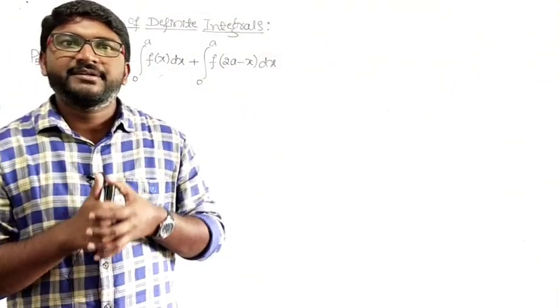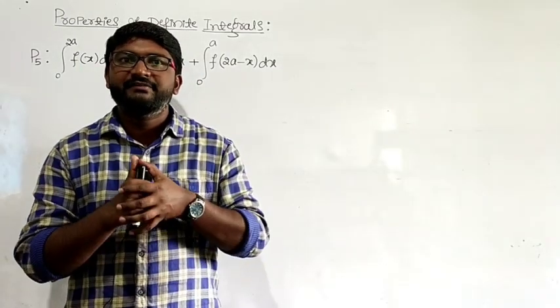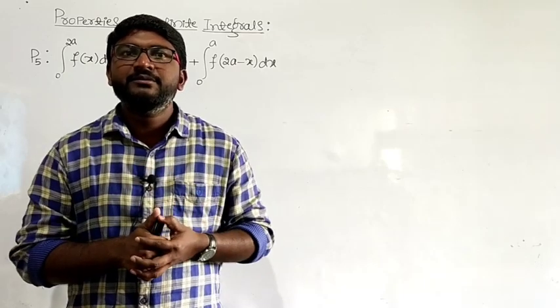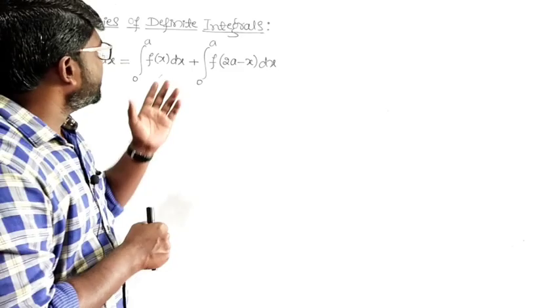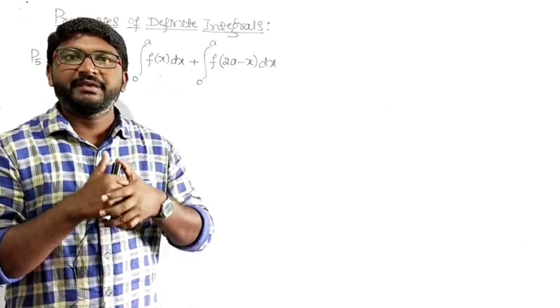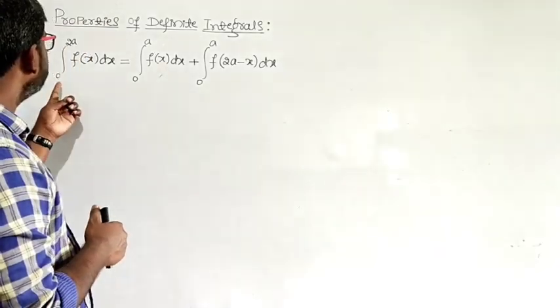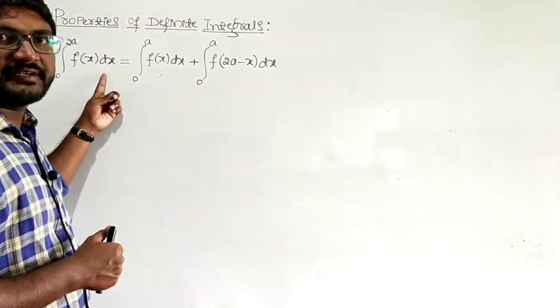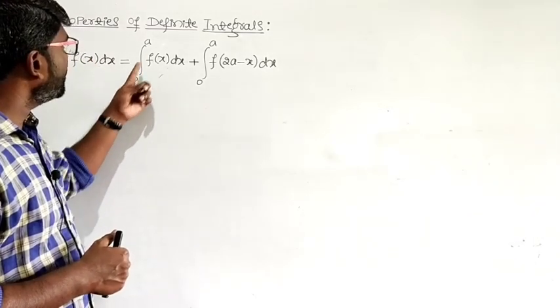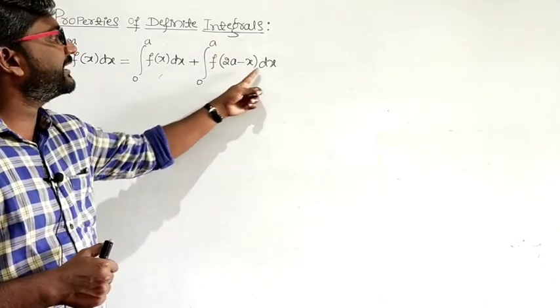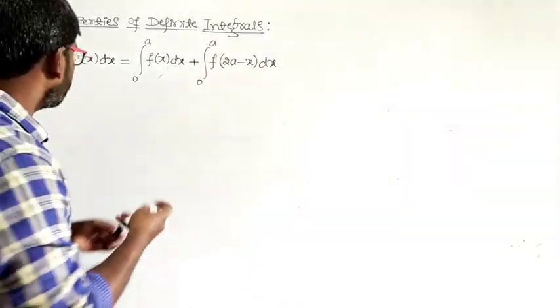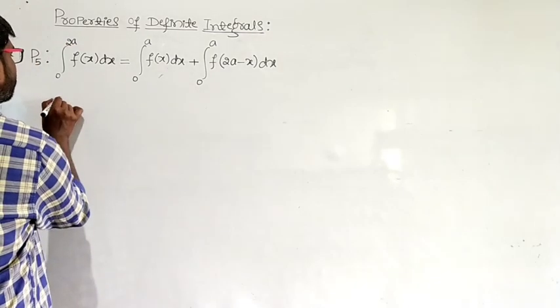So in the last class we started with the properties of definite integrals, and we have proved up to the P4 property, and let us go for the proof of P5. It is the integral from 0 to 2a of f of x dx, which equals the integral from 0 to a of f of x dx plus the integral from 0 to a of f of 2a minus x dx. So see here, we'll go for the proof.